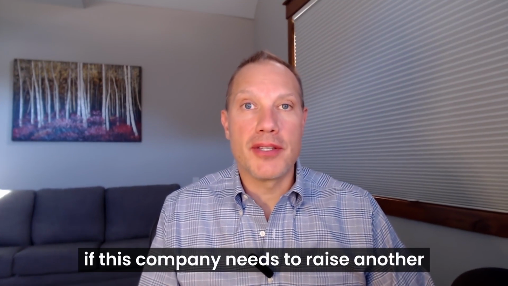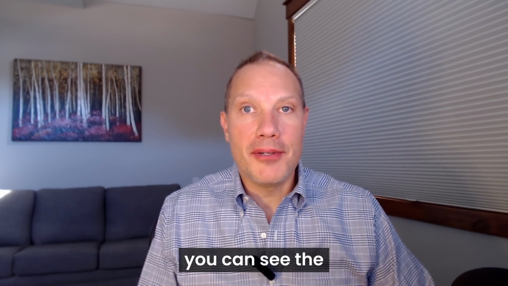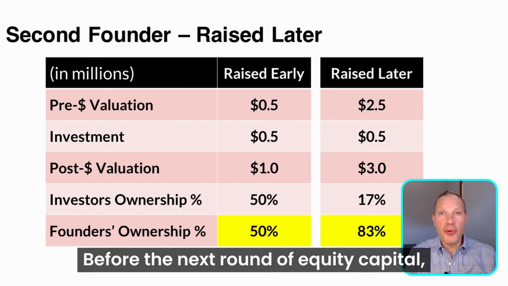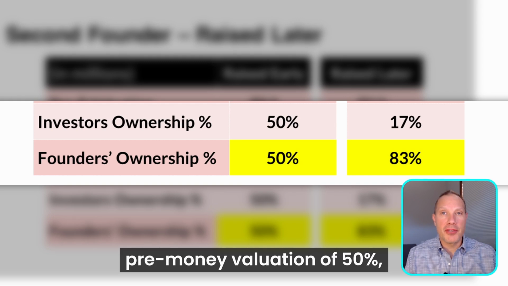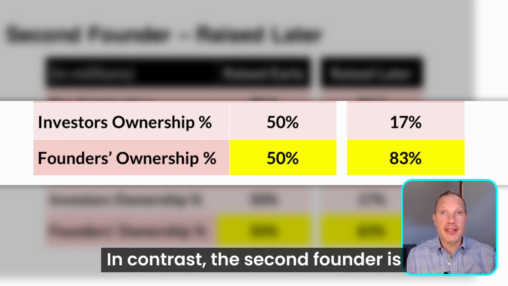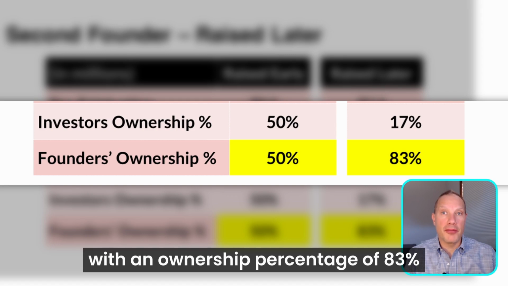Now, this was an intentionally simple example, but we can also think about what happens if this company needs to raise another equity round of capital. Without going through all the math again, you can see the situation compounds on itself. Before the next round of equity capital, the first founder is starting with a pre-money valuation of 50%, and his or her ownership will get diluted down from there. In contrast, the second founder is starting with a much stronger position with an ownership percentage of 83% before the next round of investment.